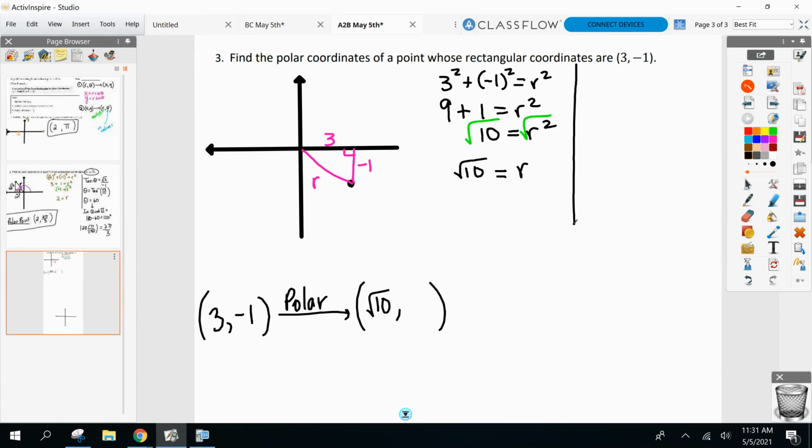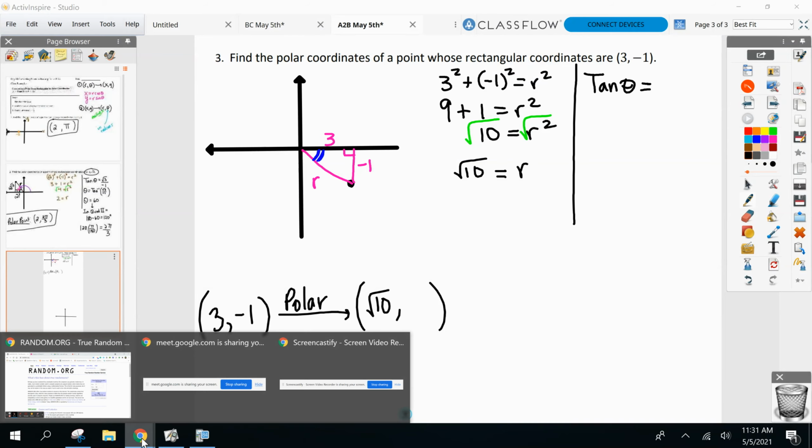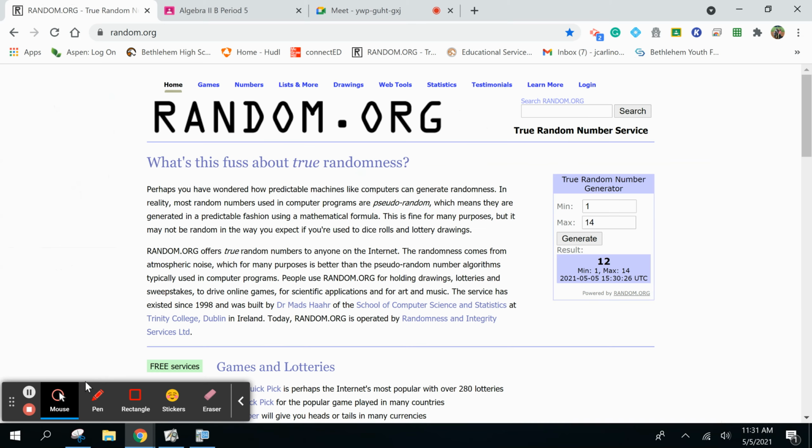Next, the angle in the fourth quadrant. So I'm going to go tangent. Always use tangent because you always have opposite and adjacent. And remember, you're finding the reference angle when you're doing this. All right, going back to you guys. I need from somebody what's the opposite and adjacent side lengths.